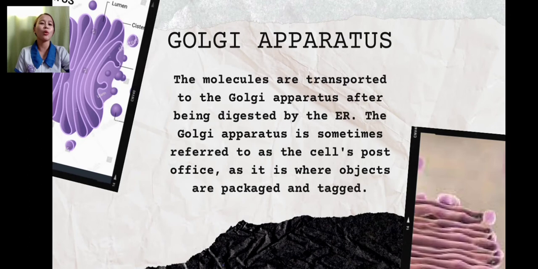So the next one is the Golgi apparatus. These are the molecules that are transported to the Golgi apparatus after being processed by the ER. It receives newly produced chemicals after they leave the ER. This is a collection of flattened membrane-bound sacs that package and distribute chemicals to the cell's outer membrane, where they either become part of the lipid bilayer or exit. It is also called the cell's post office.